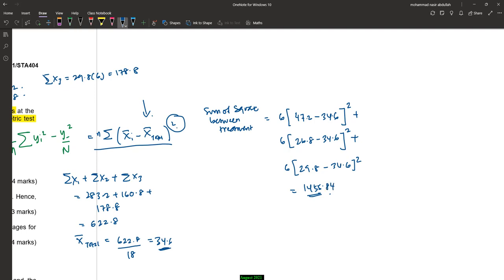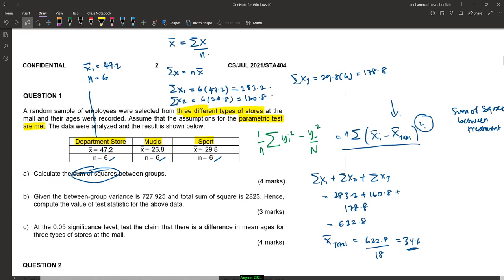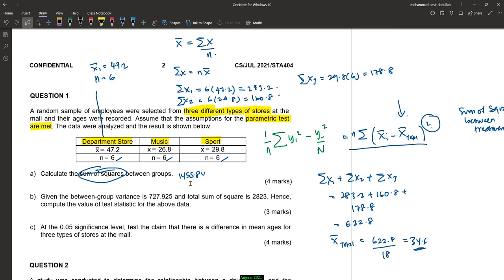So supposed to be 1455.84. So this is the answer for sum of square between group, or between treatment. So it should be equal to 1455.84. So the calculation should be that one, right? Okay?